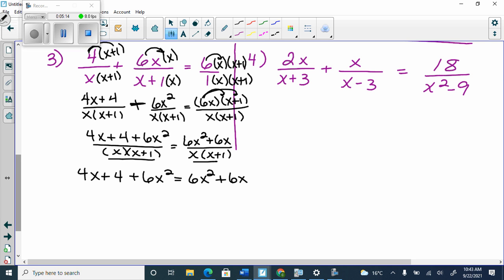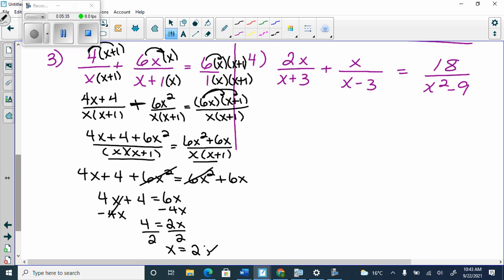You can subtract it off, right? They actually just cancel, so I'm left with a nice linear one. 4x plus 4 equals 6x. Subtract my 4x over. 4 equals 2x, divide by 2, x equals 2. Then I have to follow behind with x can't equal 0 or negative 1, does it? No, so it's good. Now we're going to deal with the other one that is not as nice.